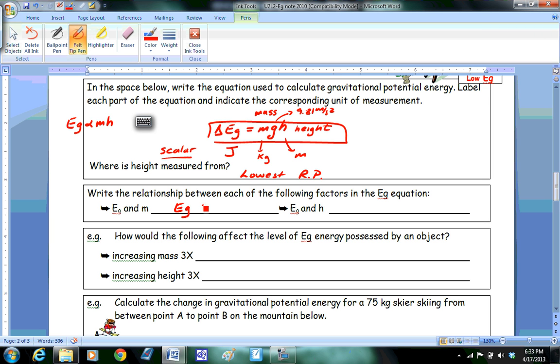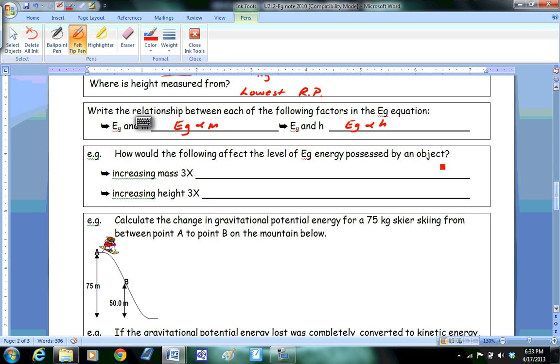There is a direct relationship between EG and mass, and a direct relationship between EG and height. Based on those relationships, when you increase the mass by threefold, because mass is directly proportional to EG, the EG would increase by a factor of 3. Similarly, when you increase the height by a factor of 3, the EG will increase by a factor of 3, because there is a direct relationship there. Okay, so enough of that.